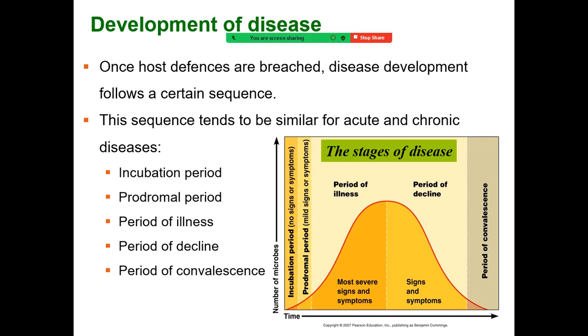The signs or symptoms start decreasing, but the patient still has signs and symptoms. That will be followed by the period of convalescence. The period of convalescence is when the patient has no more signs or symptoms. What happens is that the number of disease-causing organisms drops below a threshold, so they still have the disease-causing organisms in the period of convalescence, but the number of organisms are below the threshold, so the patient has no more signs or symptoms.